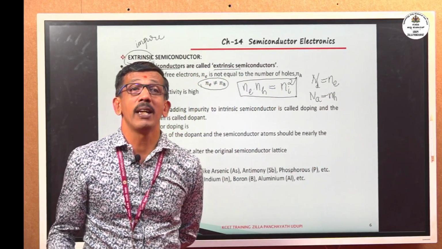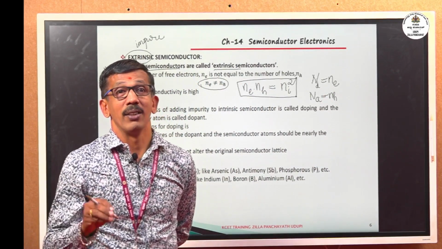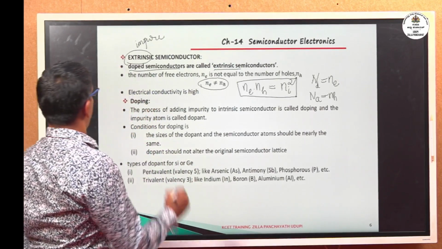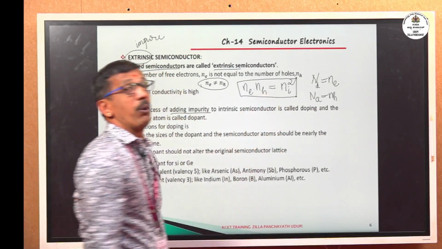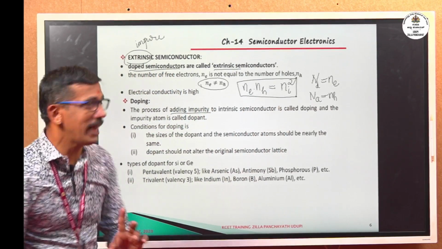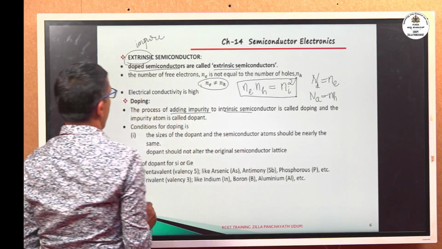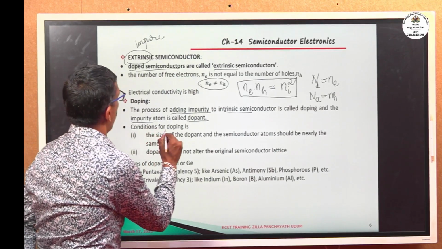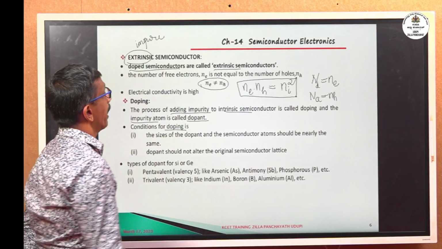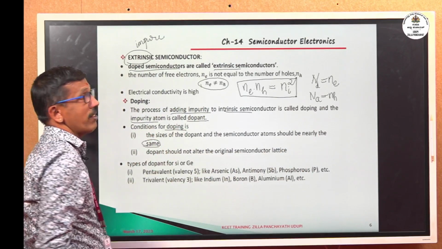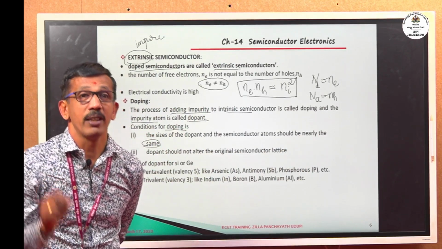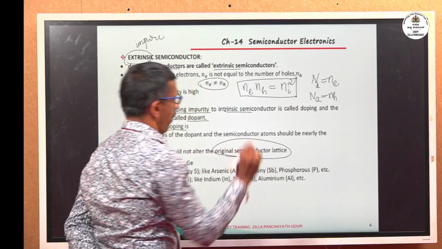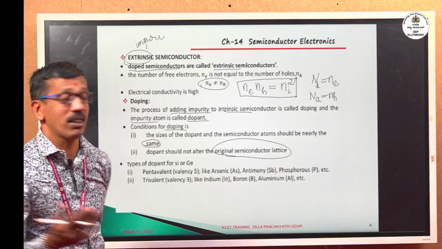That means each impurity atom added to the semiconductor generates an extra free electron or extra hole in the semiconductor. See, the process of adding impurity to the pure semiconductor is called doping, and the impurity atom is called dopant. The conditions for doping are: the sizes of the dopant and semiconductor atom should be nearly the same. Size of impurity atom and size of semiconductor atom should match. Dopant should not alter the original semiconductor crystal structure. The addition of dopant should not change the crystal structure of the semiconductor.